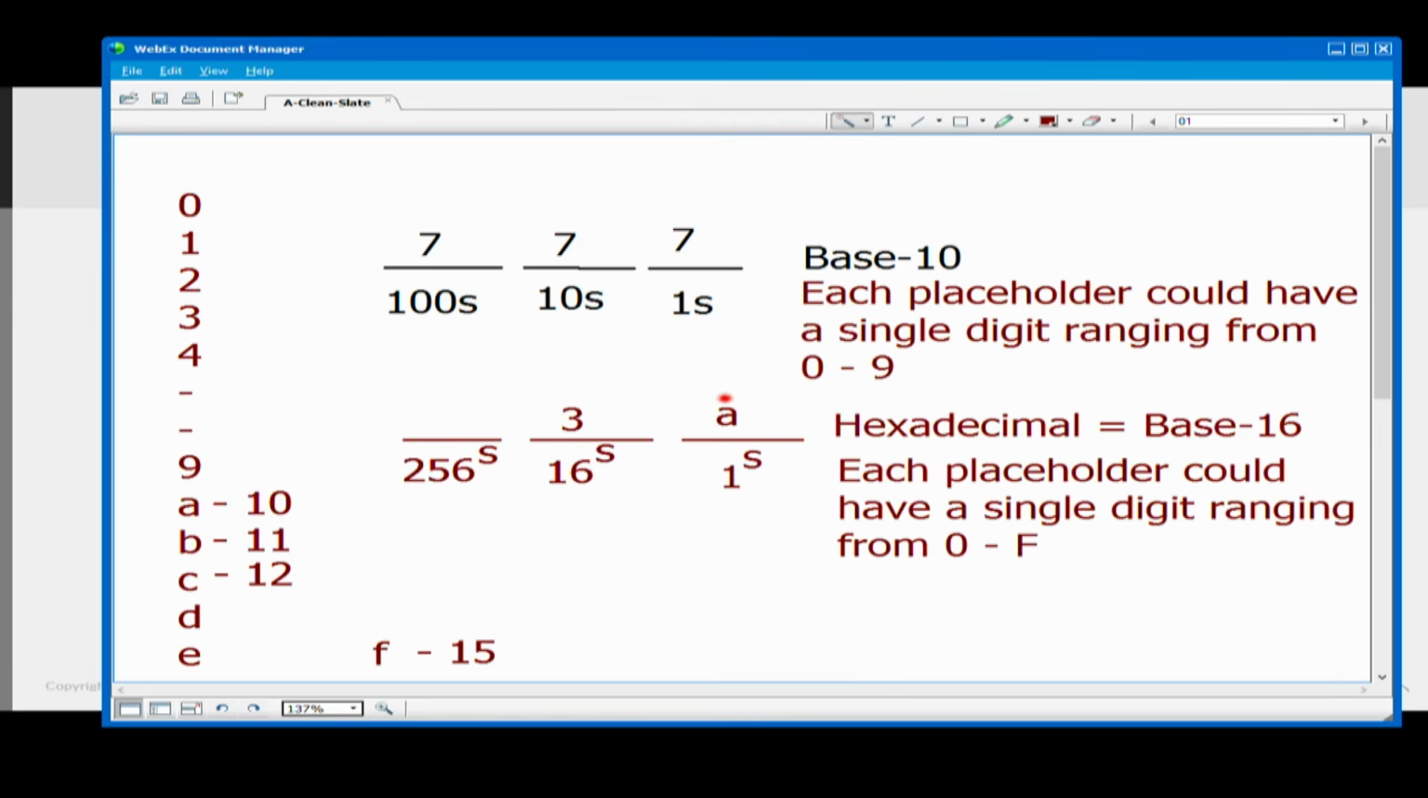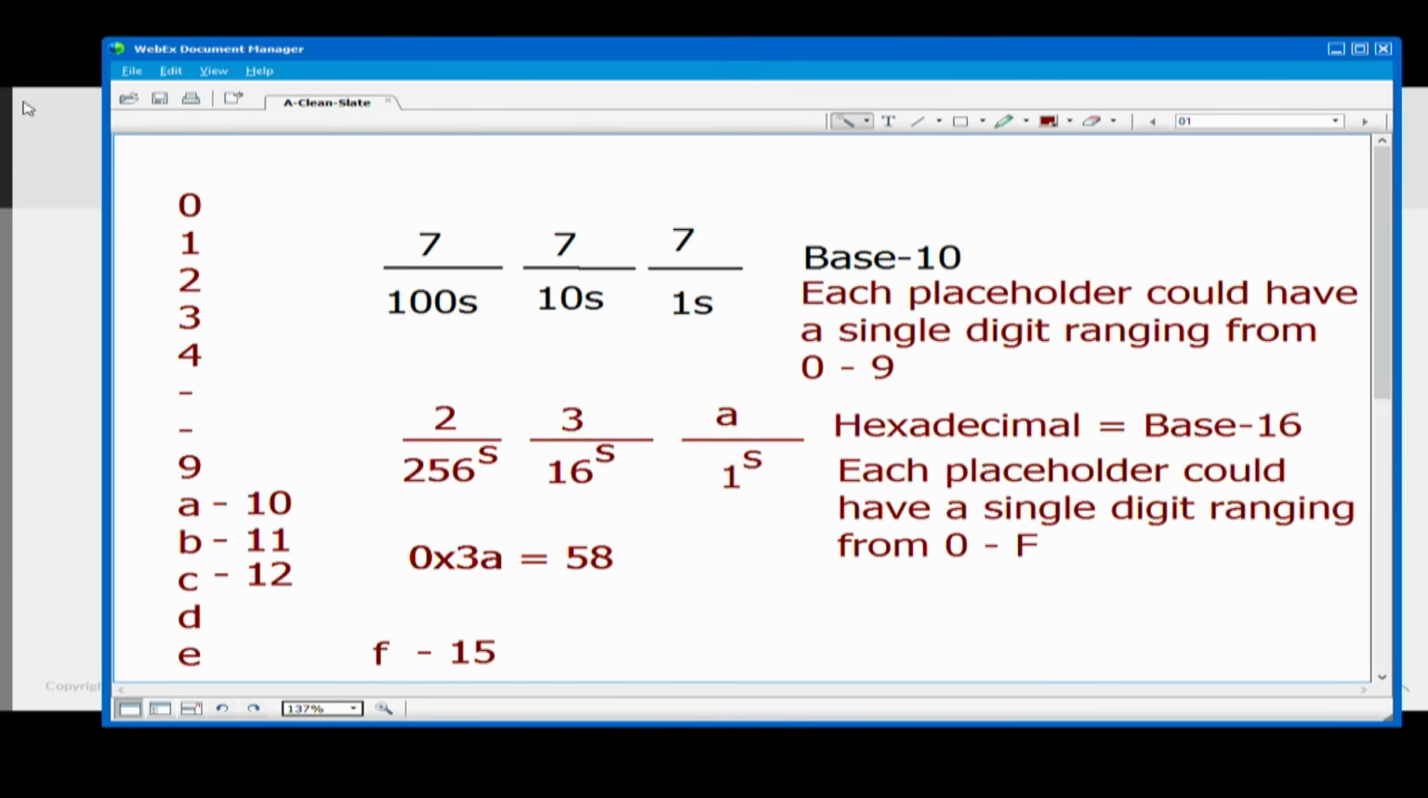So 3A in hexadecimal is 3 times 16, which is 48, plus A times 1, which is 10. So 48 plus 10, this is 58. So the hexadecimal number, hexadecimals are usually represented as 0x, but not always. So 0x3A in hexadecimal is equal to 58 in decimal. If I put a 2 right here, that'd be 256 times 2 plus 16 times 3 plus 10 times 1.